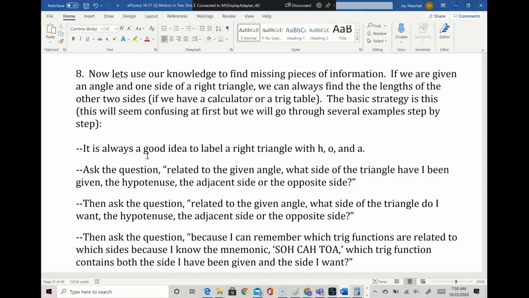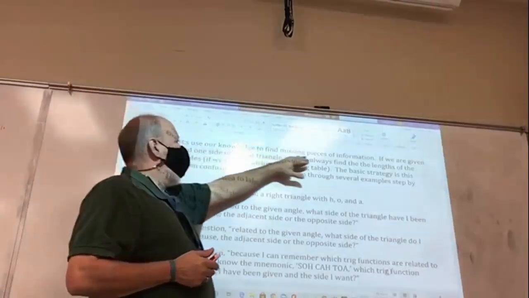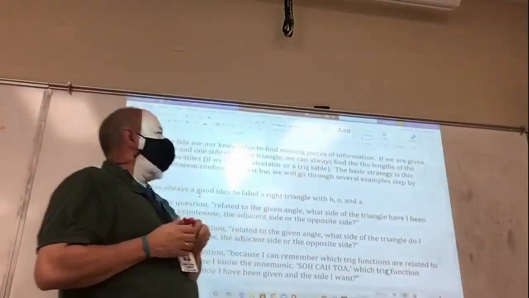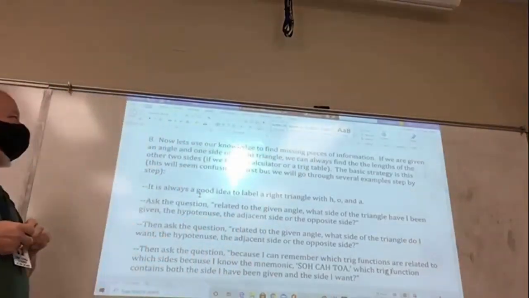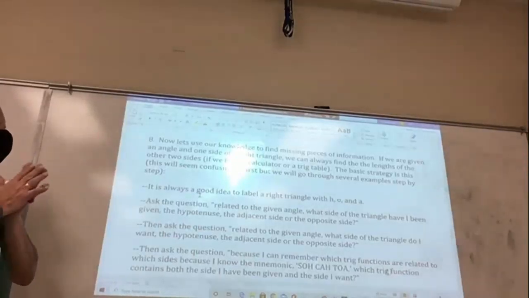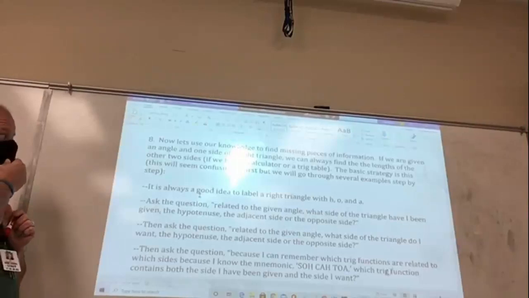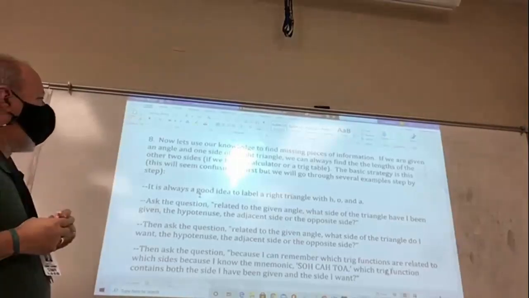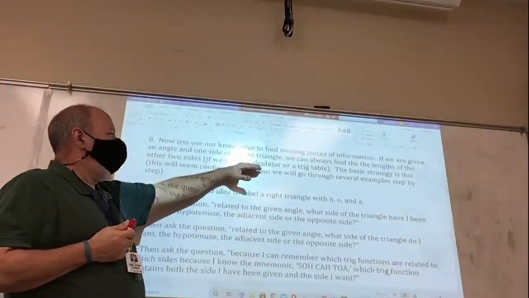Now, what I want to actually really get to here before we quit is how are we going to use this to find real values in our problems? So we're going to start by saying, let's use our knowledge to find missing pieces of information. If we are given an angle and one side of a right triangle, we can always find the lengths of the other two sides.